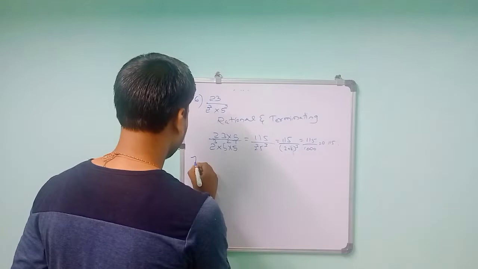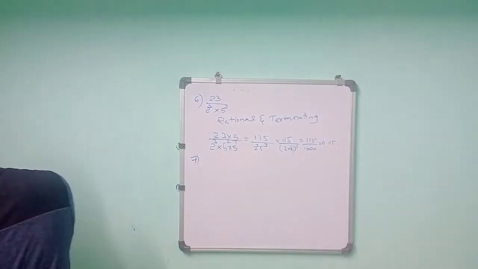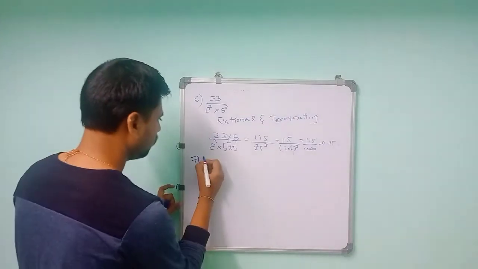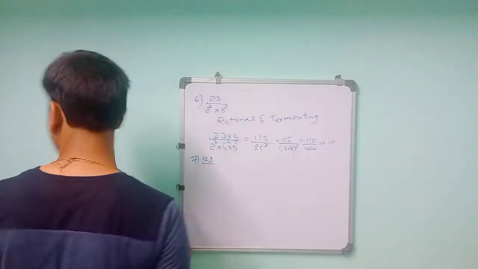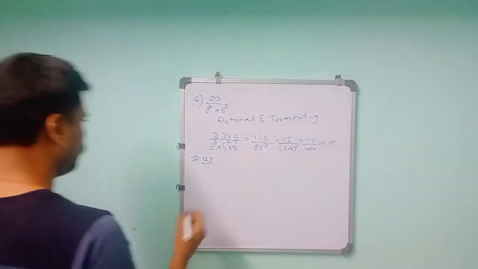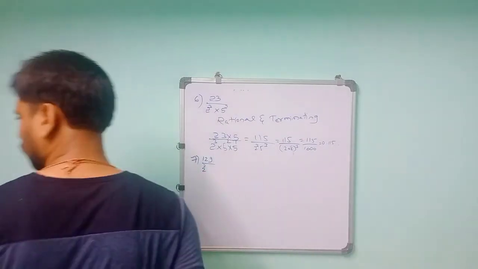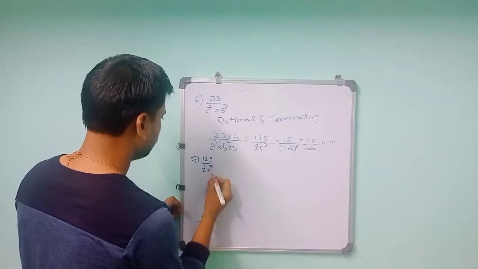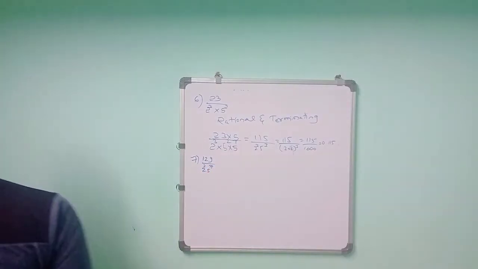Next one. Seventh one. 129 divided by 2 raised to 2, 5 raised to 7, 7 raised to 5.